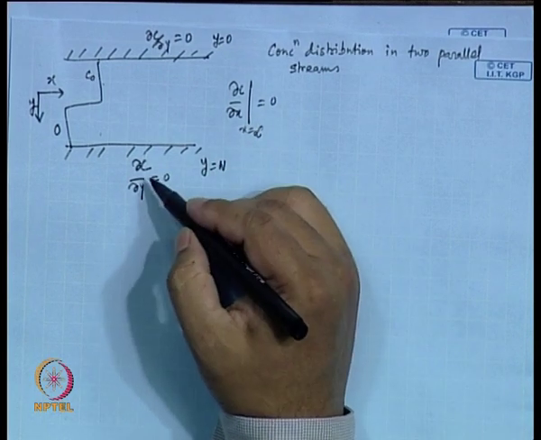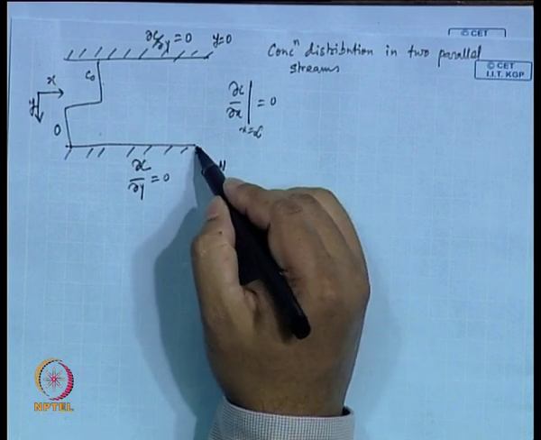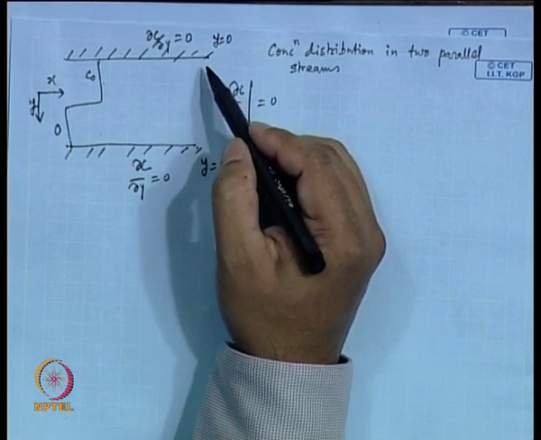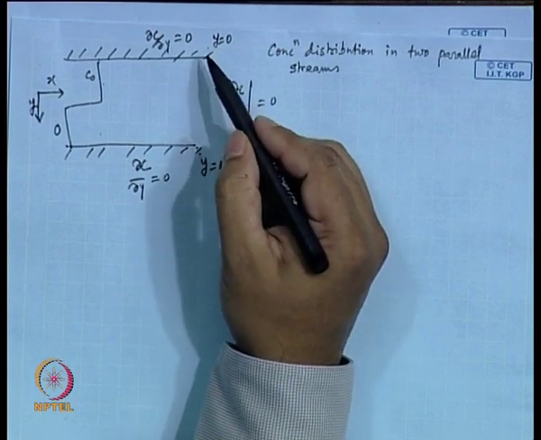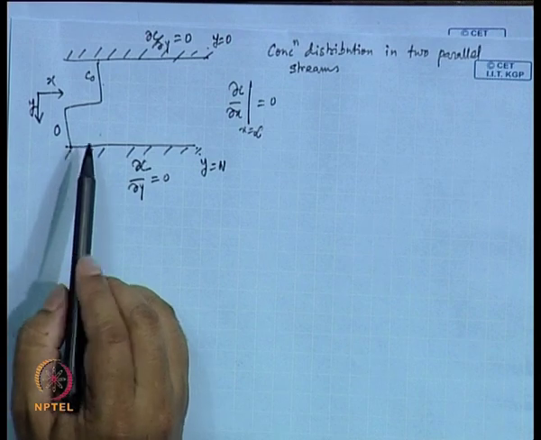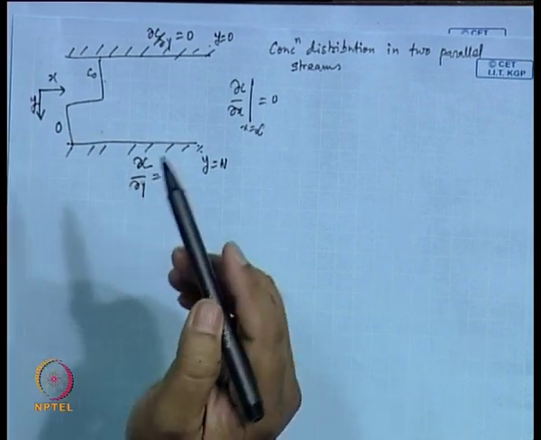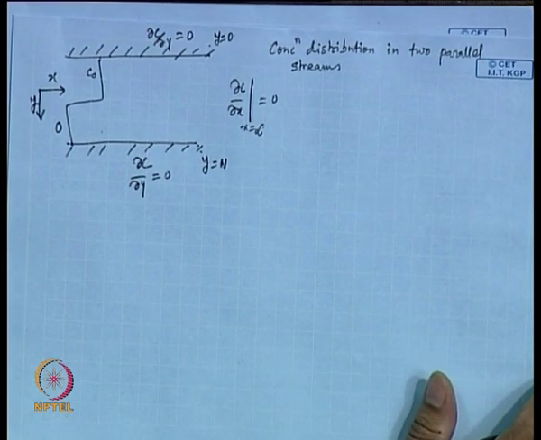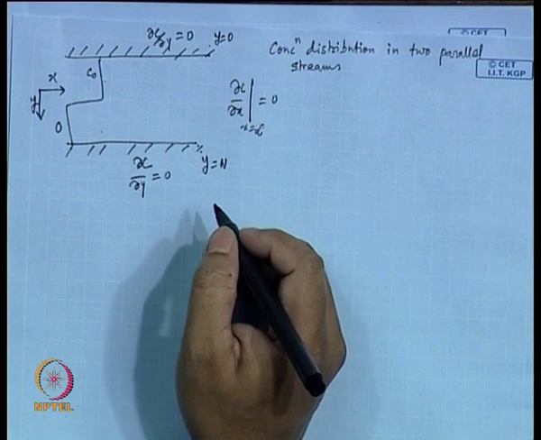So, del C del y is equal to 0 at y is equal to w, and del C del y is equal to 0 at y is equal to 0. So, these are some of the boundary conditions you have, and at the inlet you have C equal to 0 and C 0.